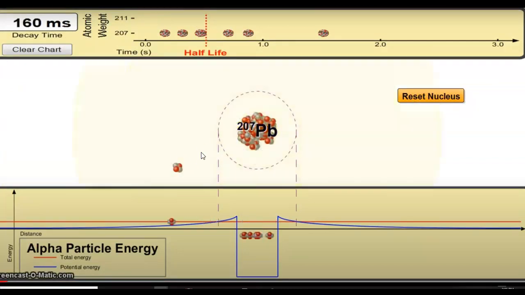But right here, right when that unstable atom turned into lead-207, a particle came out. Now, what type of particle is this? This is an alpha particle. We can see the 2 protons and the 2 neutrons. Remember, an alpha particle is just a helium nucleus, 2 protons and 2 neutrons. And so this is a type of alpha decay. What we just saw in that split instant was one single atom of polonium decaying into lead-207.